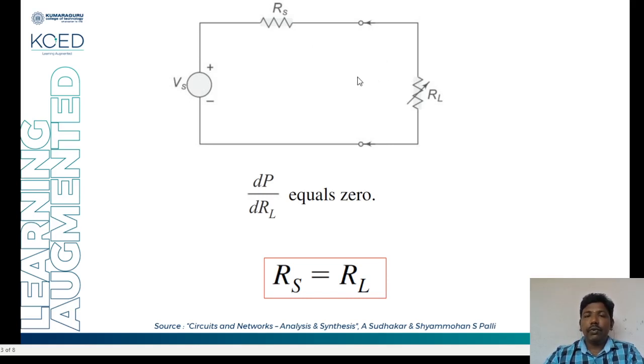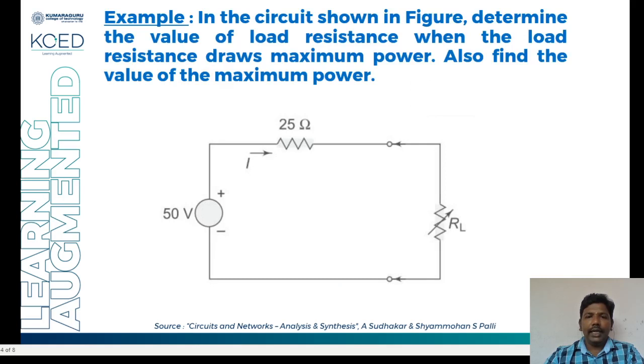But before that, there is one important point which you have to note. If you want to apply the maximum power transfer theorem to a network, just look at how it resembles. It is nothing but your Thevenin's equivalent circuit. So for any given circuit, you have to convert it into a Thevenin's equivalent circuit, and then only you can apply the maximum power transfer theorem. Okay. Now we'll take an example.